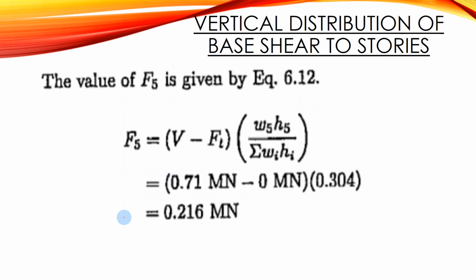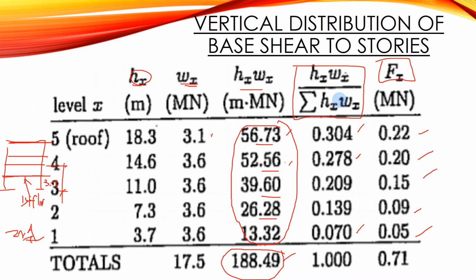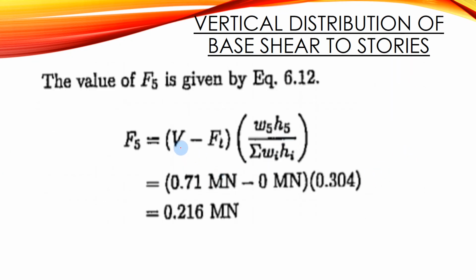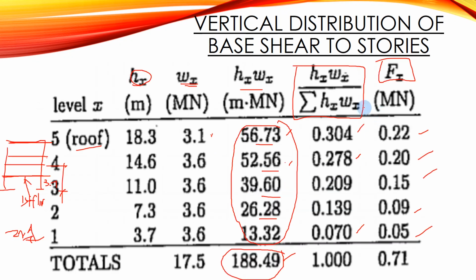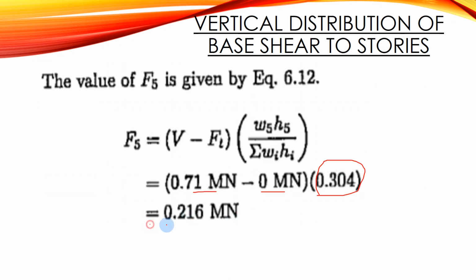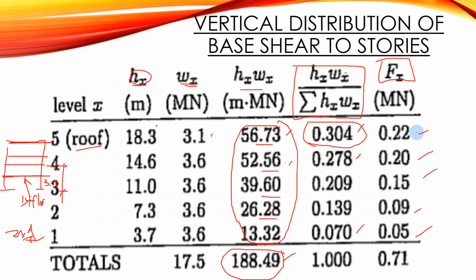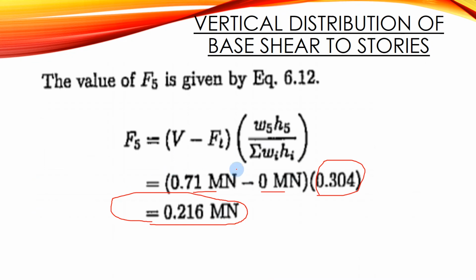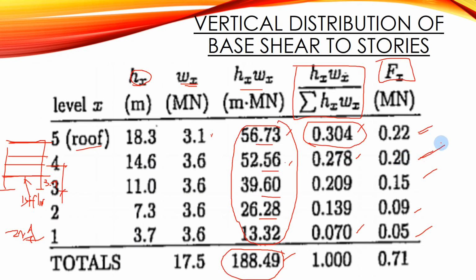Okay, so there is a sample solution here, guys, for level 5 only. So 0.71 minus Ft, which is 0. Then this result, 0.034, from this value here. Okay. So you get 0.216 meganewton. So that's 0.22, guys. The solutions for F4, F3, F2, and F1 are done the same way.